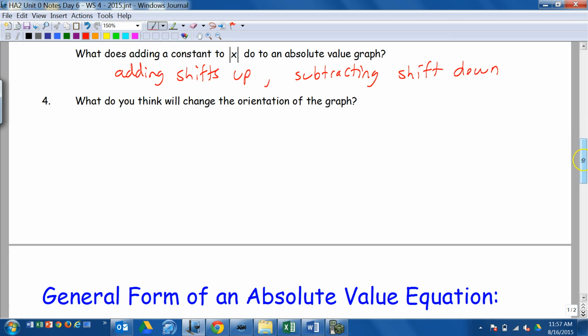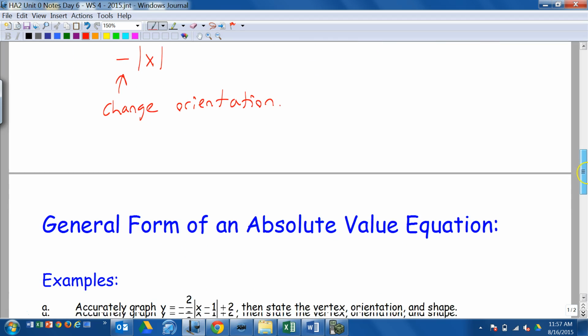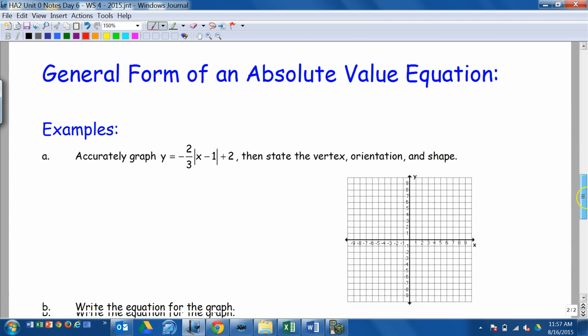And finally, what do you think will happen to make the graph flip over? Well, you can guess, but basically, when the absolute value of x has a negative in front of it, this will change the orientation, because then all the values will be negative. Okay? All right, let's do a couple problems of this. First, we're going to learn about the general form so you can always get the vertex and then graph them without actually graphing it on your calculator.